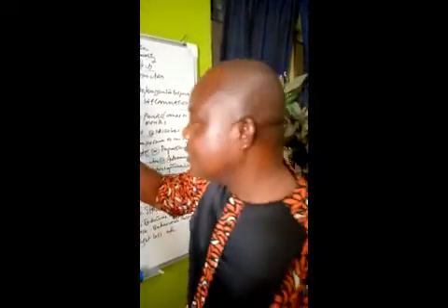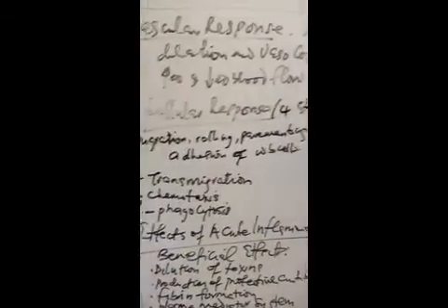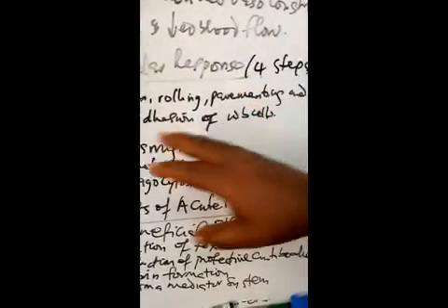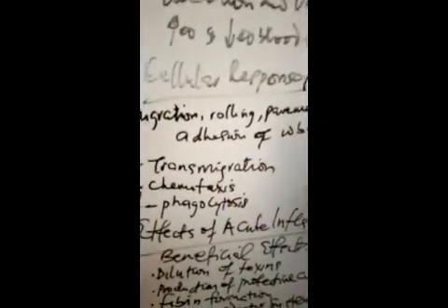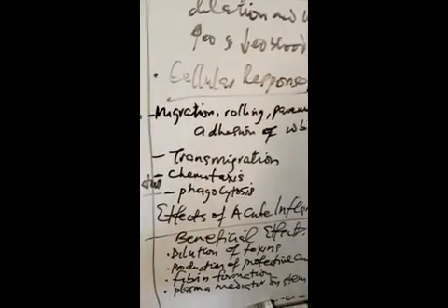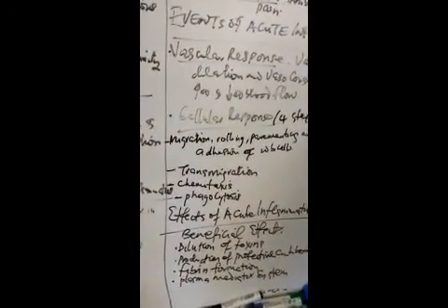Then we look at cellular response. There are 4 steps or events in cellular response. One is migration, rolling, pavementing, and adhesion of white blood cells. 2 is transmigration from one point to another. 3 is chemotaxis, movement induced by the presence of chemicals. 4 is phagocytosis, eating of the white blood cells or the cells for that matter.